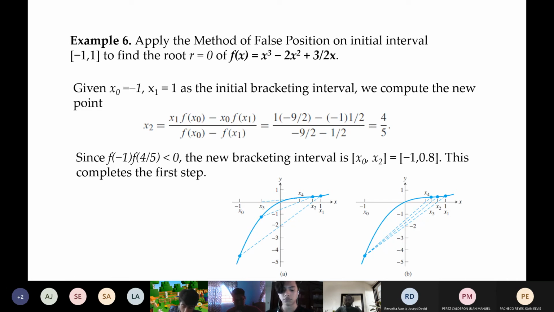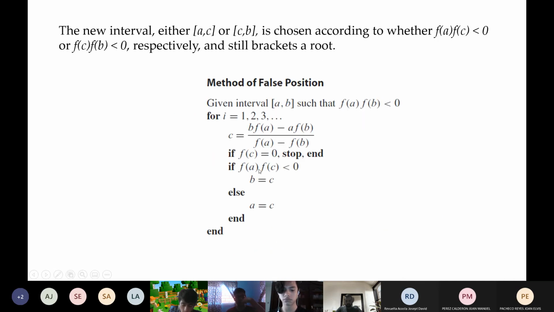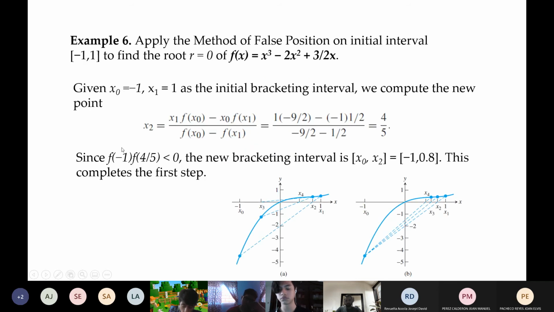So it's same thing, right? So now, we have to check the condition. So remember that we have to check this condition, right? This one. So if I evaluate x0, this one, times the function evaluating 4 fifths, so this is y less than 0. Vamos a evaluarla.